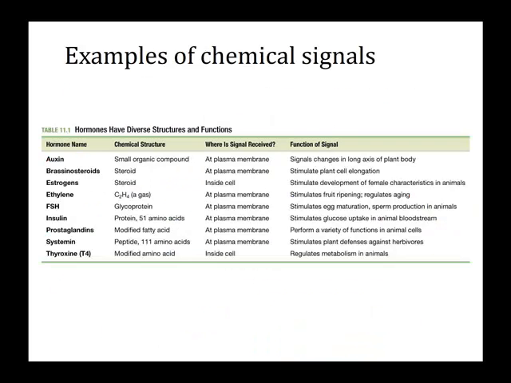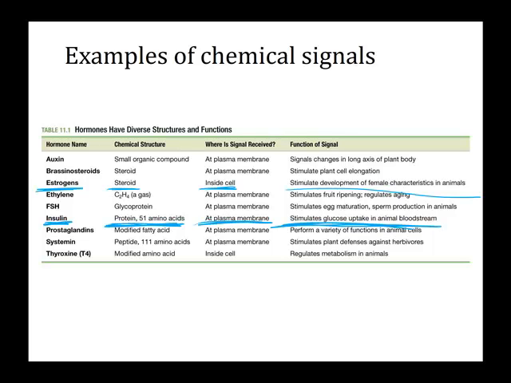Here's just some other examples. Okay, so we talked about estrogen, how it was a steroid hormone. It travels inside the cell and it stimulates development of certain female characteristics. Another one is insulin. This is a protein, so this is going to be a large polar signal, protein hormone. It has to dock with transmembrane receptors, and insulin actually triggers us to start digesting glucose.